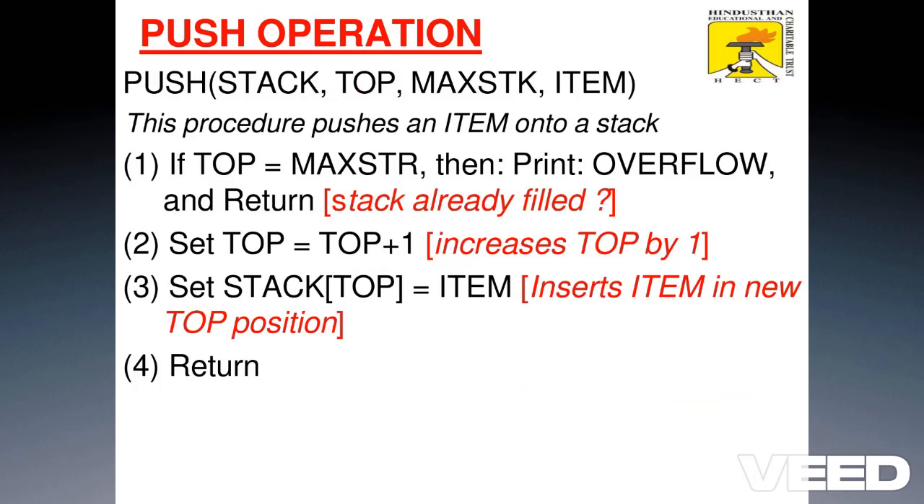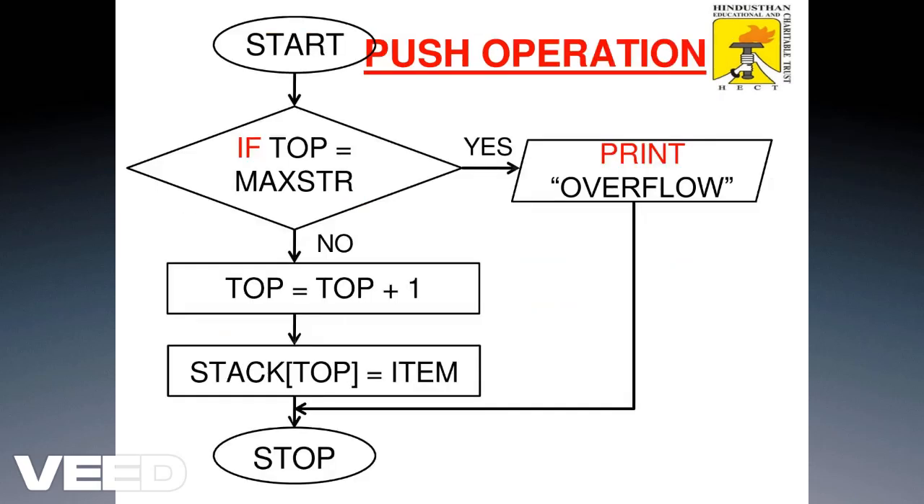In push, the inputs are stack, top, maximum stack, and item. This is the procedure to push an item onto the stack. If top equal to maximum stack, then print overflow. Otherwise, top equal to top plus 1, and then stack of top equal to item. This is the flowchart of the push operation.